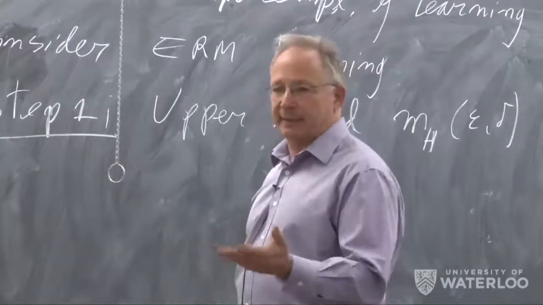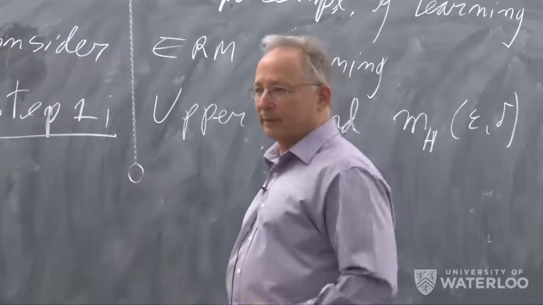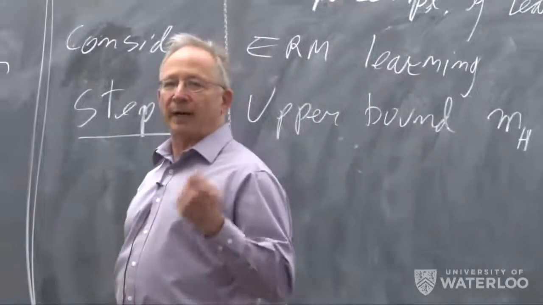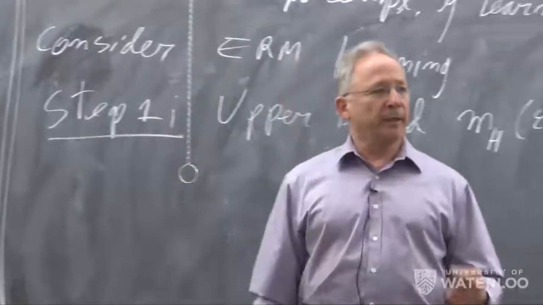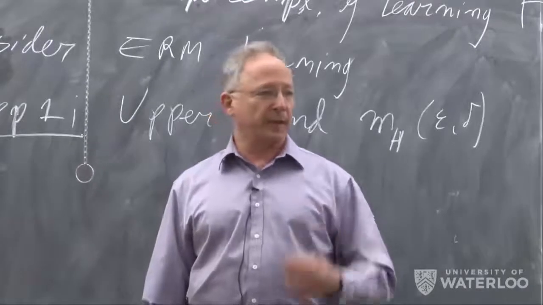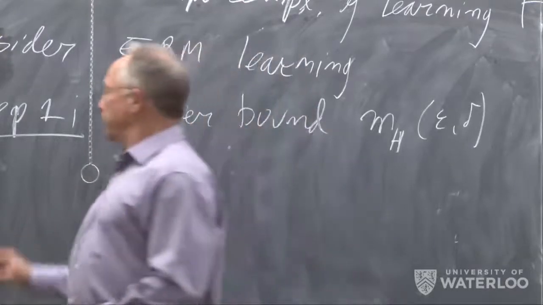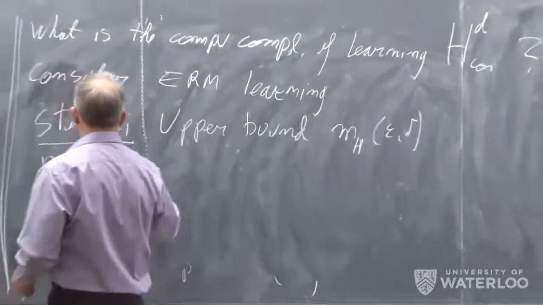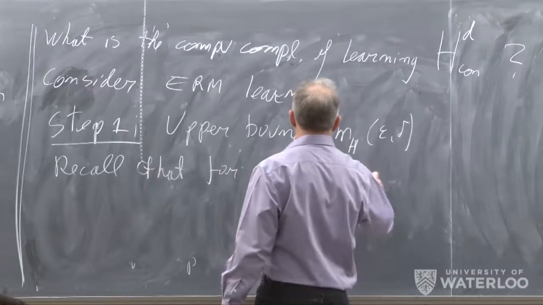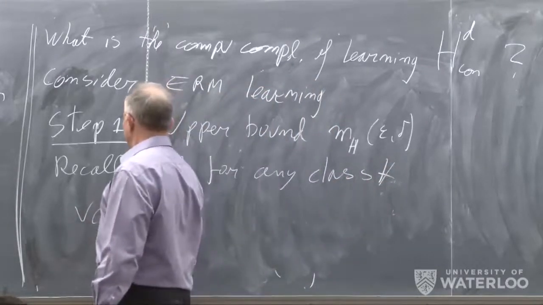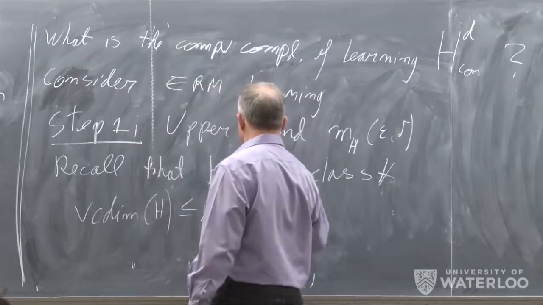Because I don't care about the exact size. I just want to get what is the ball game that we are in. So what is a rough upper bound of the VC dimension? As a rough upper bound of the VC dimension, we can always take the log of the size of the class, because my class here is going to be finite. So recall that for any class H, the VC dimension of H is at most log of the size of H.